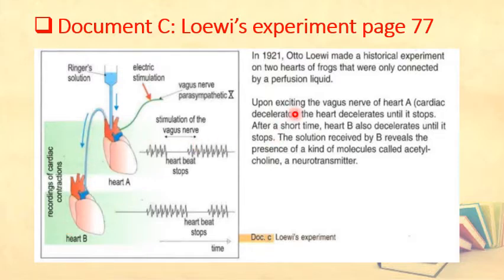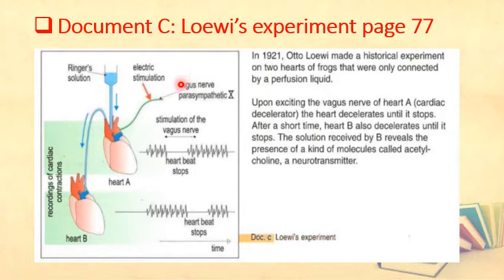What happens? Upon exciting the vagus nerve of heart A, he made an excitation for the vagus nerve. You have to know what we mean by vagus nerve. The vagus nerve is the 10th cranial nerve. It is one of the cranial nerves. You know, cranial nerves are the nerves that are connected to the brain. The vagus nerve is one of them, the 10th one.